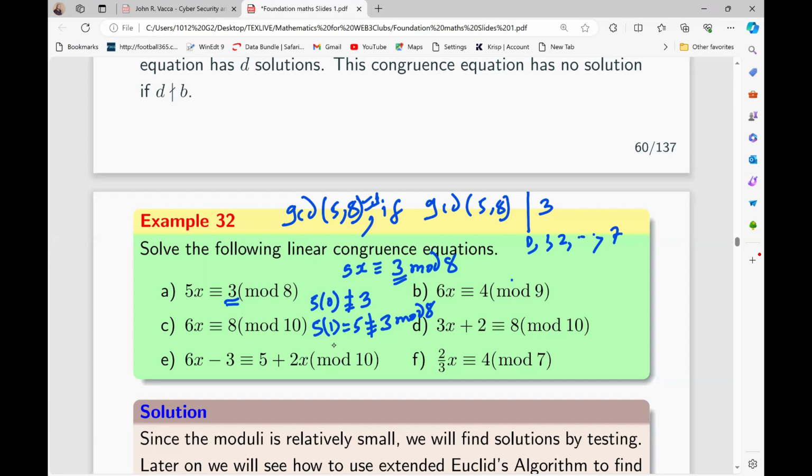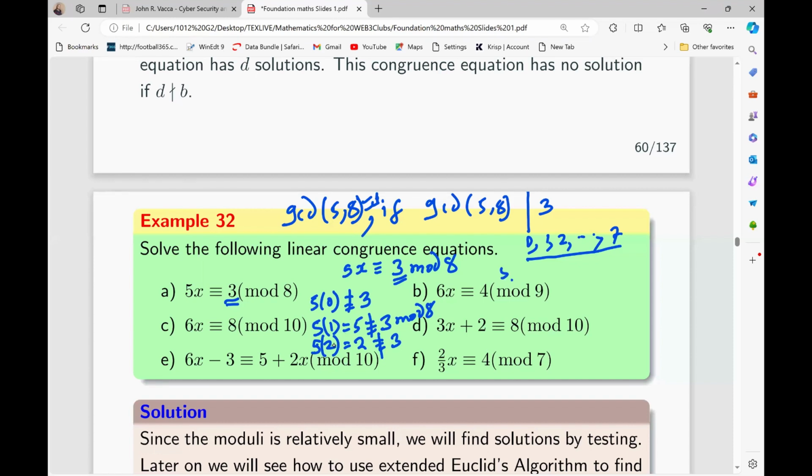So we are now trying to see which one is a solution. And what are we trying? We're trying numbers from 0 to 7. One of them will be a solution. Let's try 2. This gives us 10. On division by 8, this is 2. And you can see that it's not congruent to 3. So 2 is not a solution.